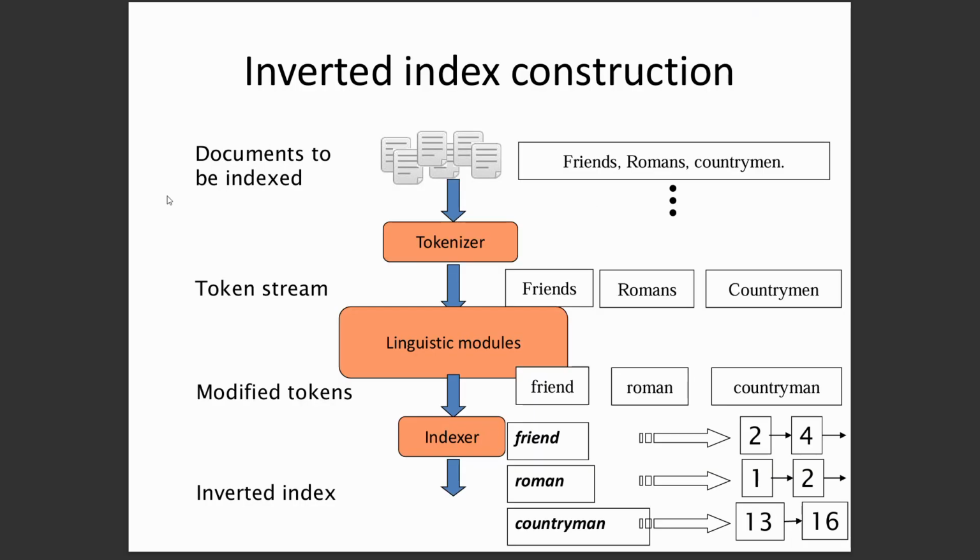So how to construct this? We have a set of documents to be indexed. Those documents are converted into small indivisible tokens, which are sent to the token stream. Then we deal with the linguistic modules, where we modify the existing tokens, and then we index. For example, on the right side: friends, Romans, countrymen. It is one sentence, so I split it into three tokens. For friends, we remove the plural form, so you get only the singular one. And then you write the inverted index.